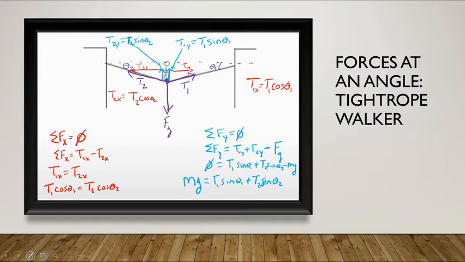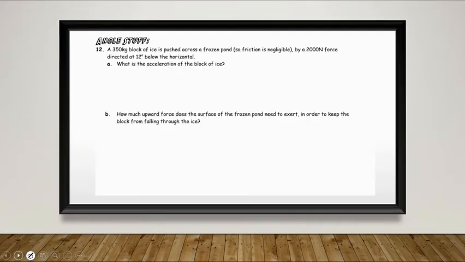But we're going to go ahead and take a look at some sample problems. So in this case, I have a 350 kilogram block of ice, and it's being pushed across a frozen pond so that friction is negligible. Okay, so when you have ice, you're going to consider friction being negligible. And it's being pushed by a force, a 2000 Newton force, that's applied at 12 degrees from the horizontal. So this is going to be 12 degrees, and this is a 2000 Newton force.